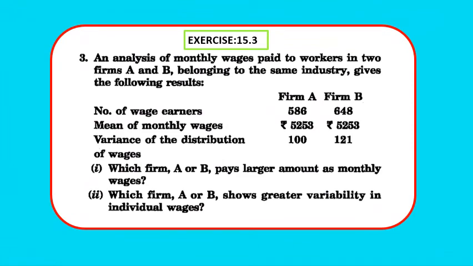Now moving to a sum on coefficient of variation. This is the third sum of exercise 15.3. An analysis of monthly wages paid to workers in two firms A and B belonging to the same industry gives the following result. Number of wage earners, mean of monthly wages for firm A and firm B, and variance of the distribution 100 and 121 for firm A and firm B. So we have to find which firm, A or B, pays a larger amount as monthly wages, and second, which firm, A or B, shows greater variability in individual wages.